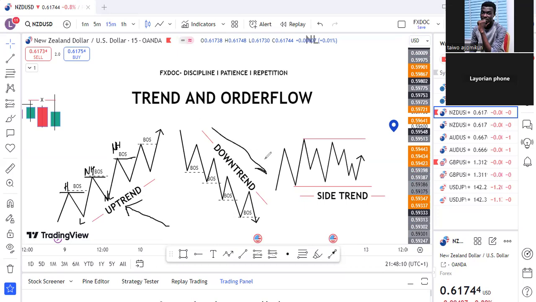So it's as simple as that. What is downtrend? When price keeps breaking structure to the downside. That is the simple meaning of downtrend. It doesn't have to be complicated. So it's as simple as that.